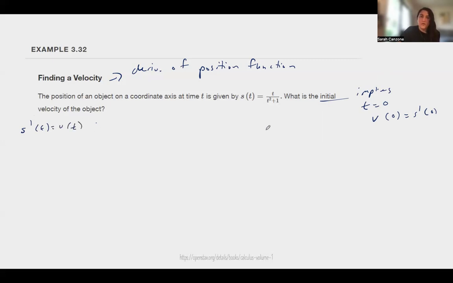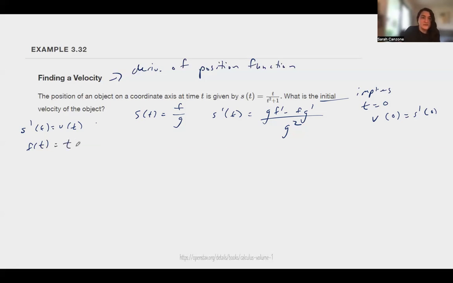Well, this is a quotient, which means that we're going to use the quotient rule. We know the quotient rule says if s of t is f over g, then s prime of t is g f prime minus f g prime over g squared. So we can go ahead and write out what each function is going to be and the derivatives. So we'll call f of x the numerator, or sorry, it'll be f of t in this case. Most of the time when we're working with real world examples, we like to use t as our variable just because we deal with time a lot.